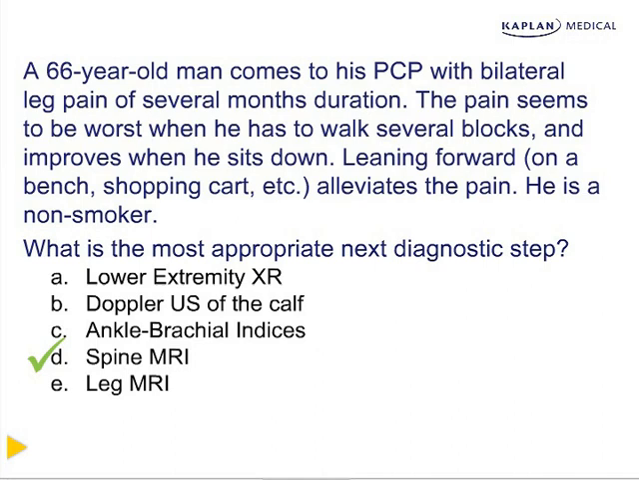Furthermore, the pain is alleviated by leaning forward. Flexion of the spine opens the spinal canal and relieves nerve root compression. Leaning forward would not improve symptoms of vascular claudication. And finally, they make a point to mention that the patient is a non-smoker, which decreases the potential that this is true claudication. Once you settle on the correct diagnosis, you must then select the correct imaging modality, which in this case is a spine MRI.